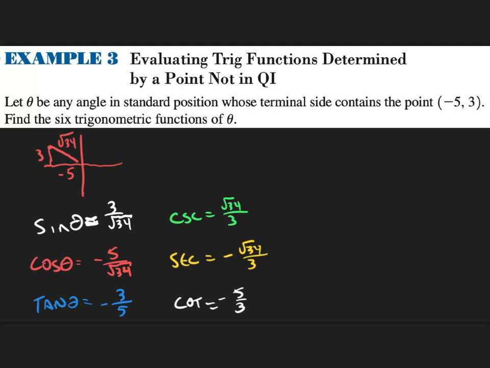And you saw me fix those on the previous page. So the sine is actually 3 root 34 over 34. And then the cosine of theta, I should write theta in there. I forgot to write the theta. I'm sorry about that. Is negative 5 root 34 over 34.